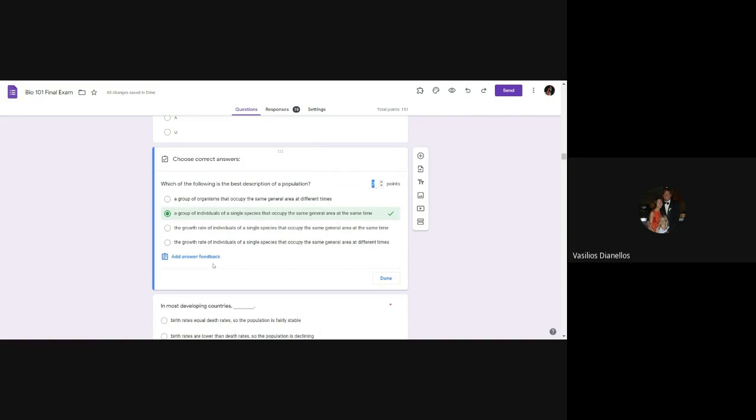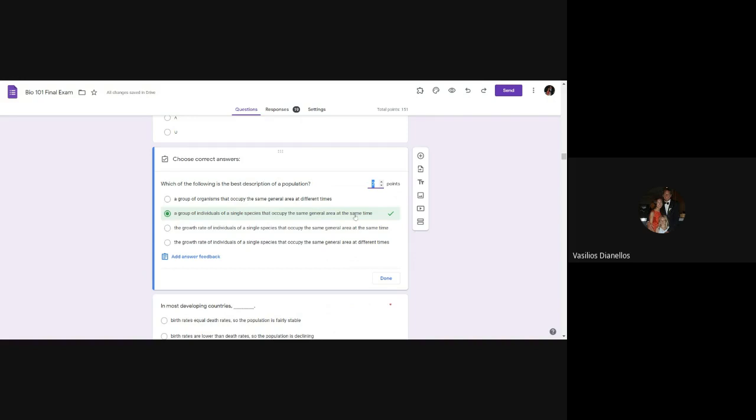Next. Let's talk about these wrong answers. The growth rate of individuals of a single species that occupy the same general area at the same time. No, it's not the growth rate. Not at all. And then the next, the growth rate of individuals of a single species, and so on. So the answer is a group of individuals basically competing for the same resources, right? They're exposed to the same conditions because they're at the same place at the same time.